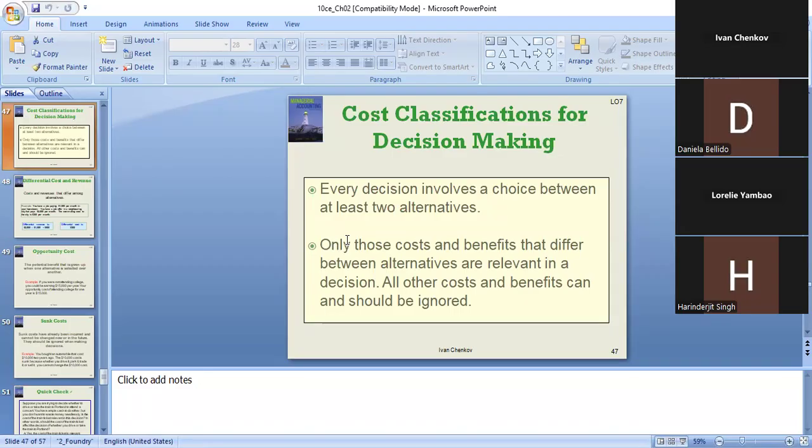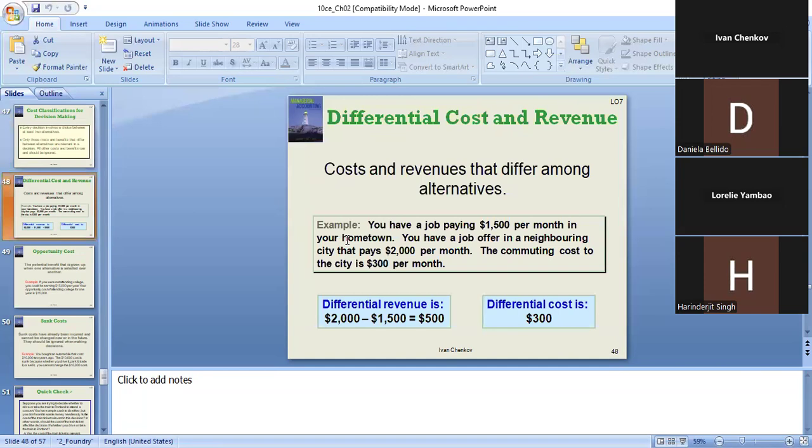First, in order to make a decision, what we need to have is alternatives. If I don't have alternatives, can I make a decision? No. There's nothing to do. So I need at least two alternatives. Once I have those two alternatives, I'm going to compare, and I'm going to consider only the costs and benefits which are different from one alternative versus the other alternative, which makes total sense.